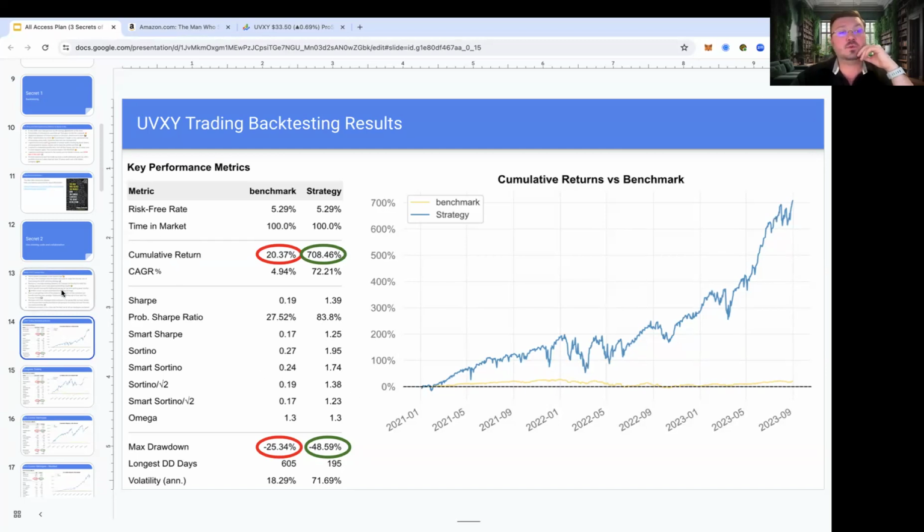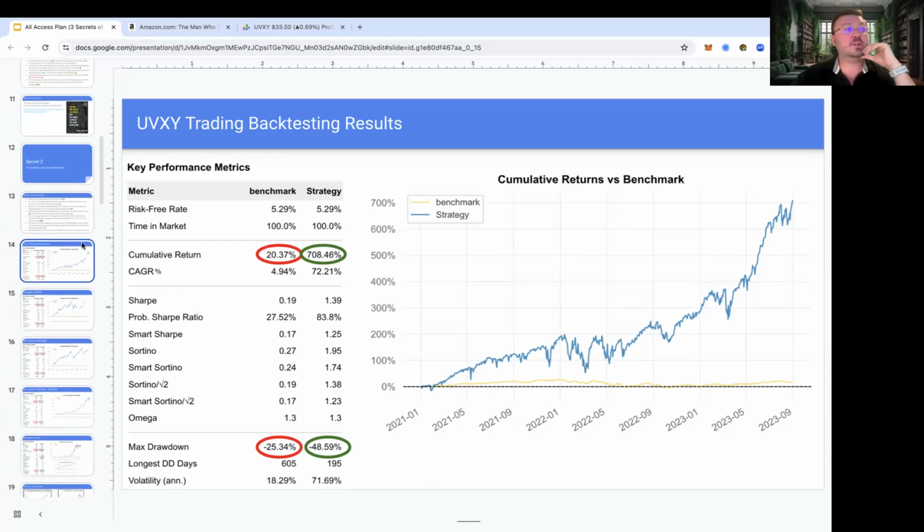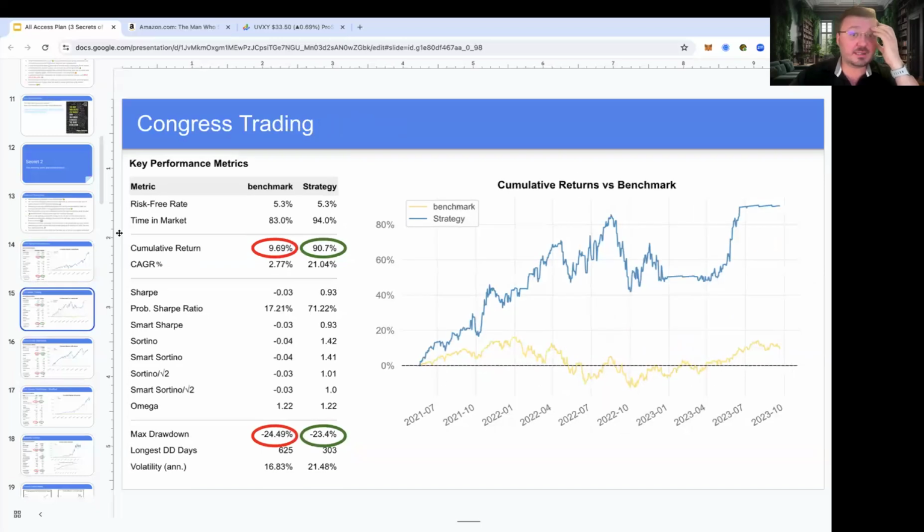Okay. So really impressive algorithm, and definitely can see why Worth is trading this, right? That's why we built it. But it's not the only one that we built. We built a bunch of other stuff. Here's another one that we built during this class. This is our Congress trading algorithm.